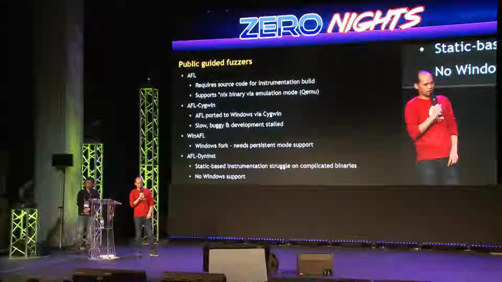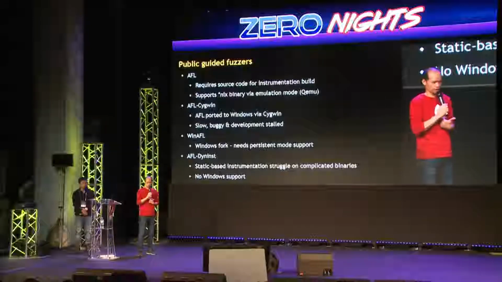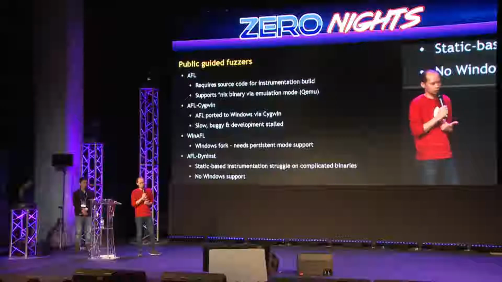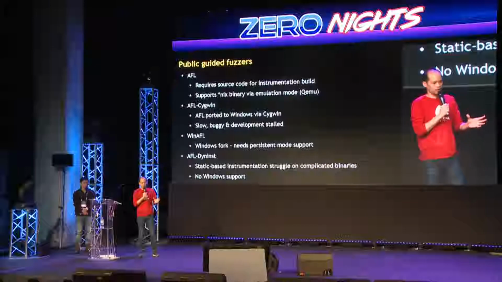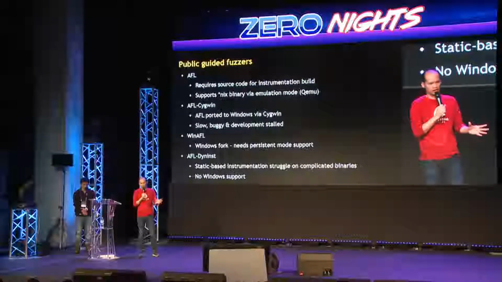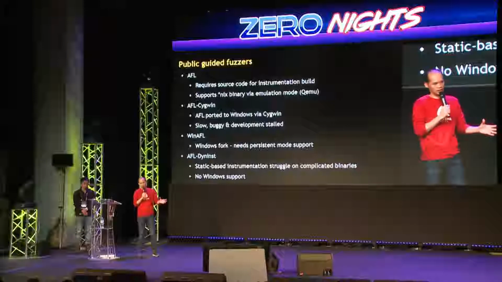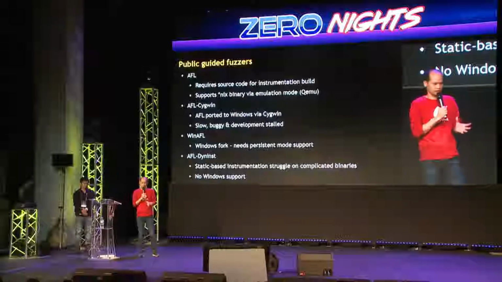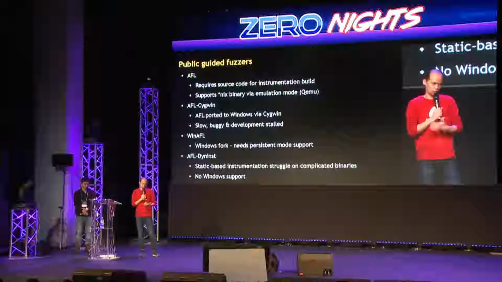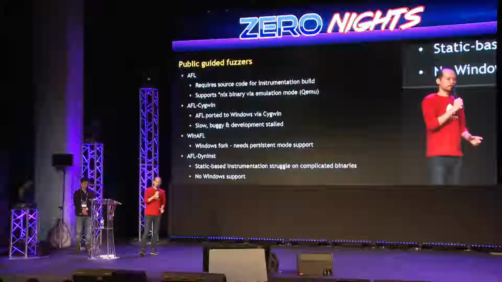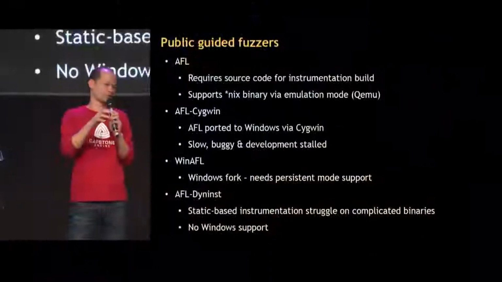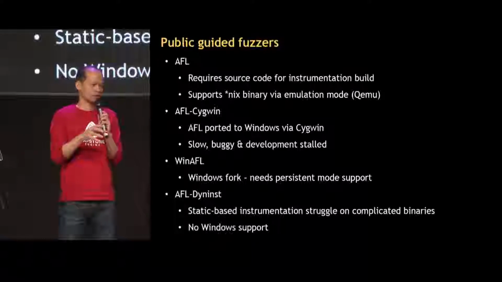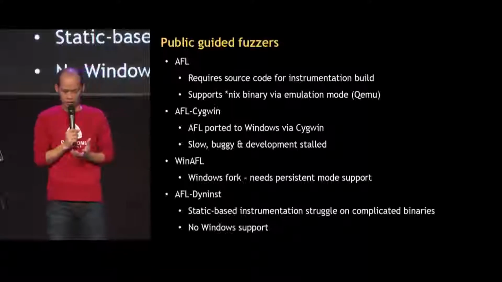The other guided fuzzer is WinAFL, which is very new and very good, built by some researchers from Google. WinAFL is basically a Windows fork of AFL. So they forked AFL and rewrote many core parts of the fuzzer so it works on Windows. You can build on Windows and it works on Windows. The main difference between AFL and WinAFL is that WinAFL only supports persistent mode. So the idea is that it only fuzzes a part of the program, not the whole program. It's called persistent mode in AFL.